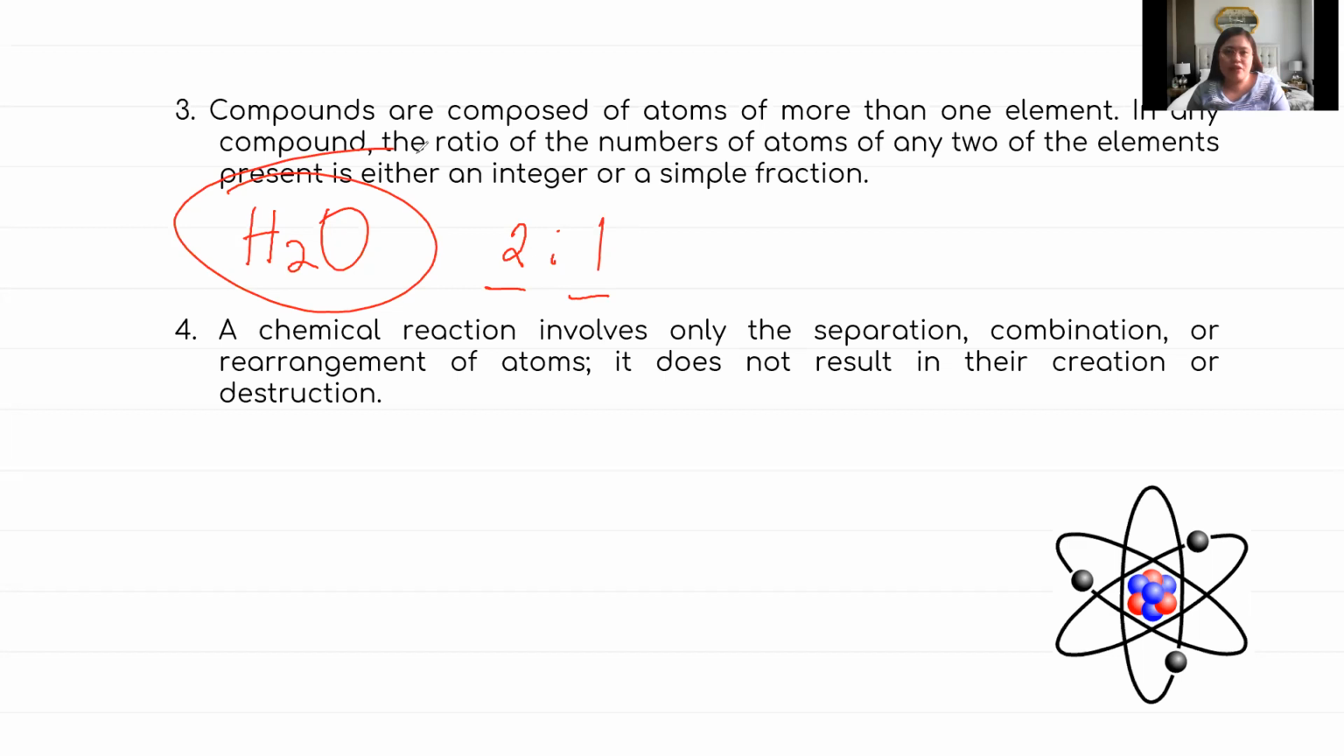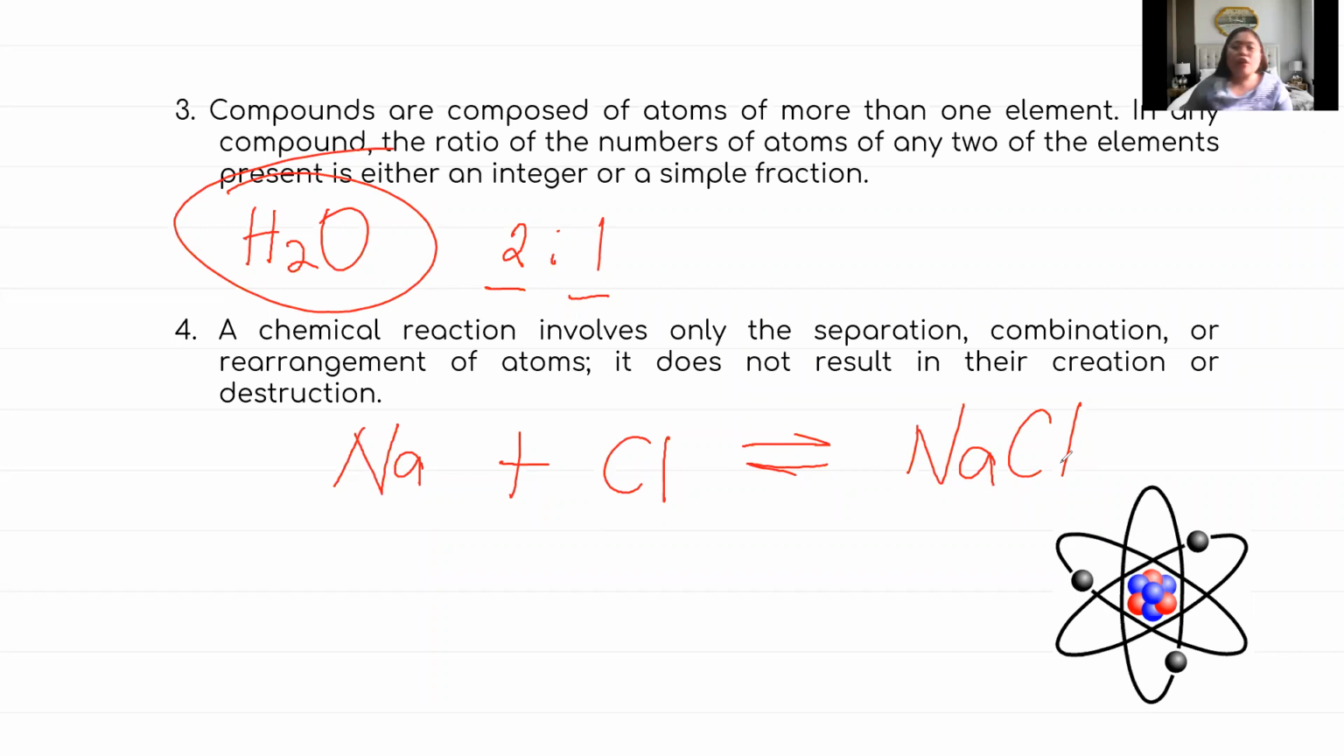So that is again for the compound. Now number 4, lastly, this one is the theory of John Dalton. A chemical reaction involves only the separation, combination, or rearrangement of atoms. It does not result in their creation or destruction. So according to John Dalton, our elements, our atoms, can combine with each other, just like when you combine an atom of sodium with an atom of chlorine, you will get what we call table salt, or asin, the sodium chloride.